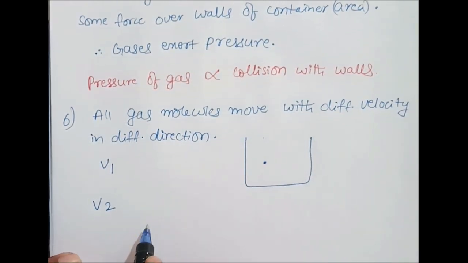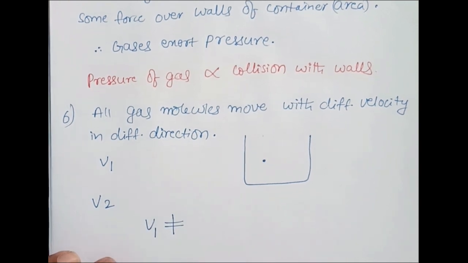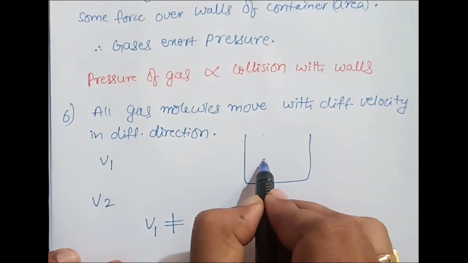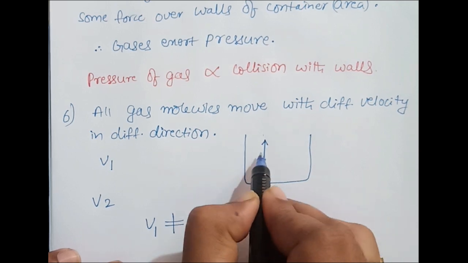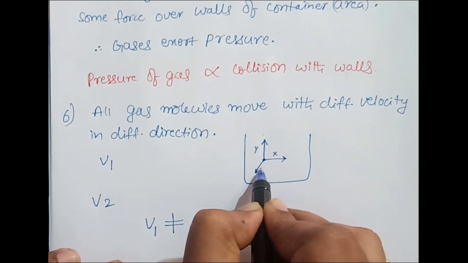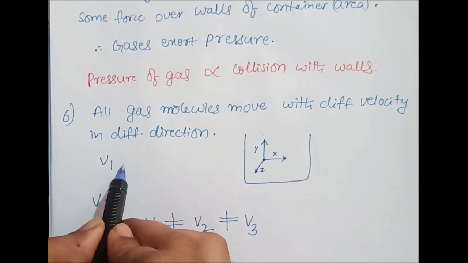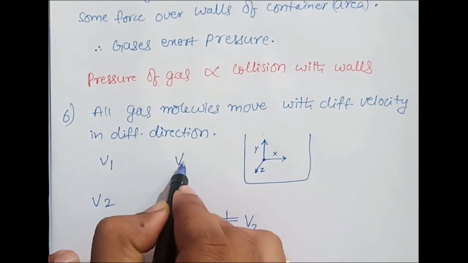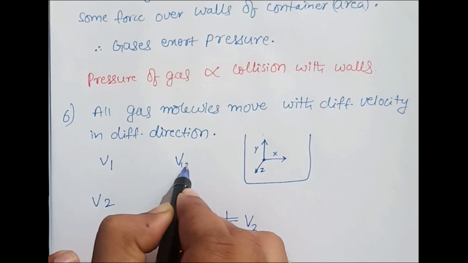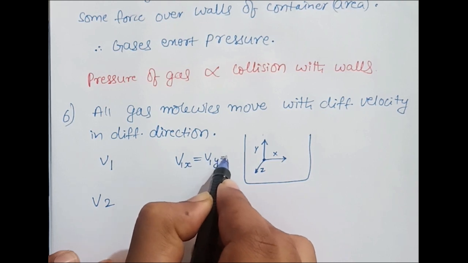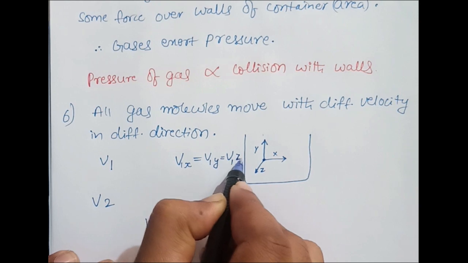All gas molecules move with a different velocity in different directions, which means the velocity of molecule number 1 is not equal to the velocity of molecule number 2, not equal to the velocity of molecule number 3. However, they move in different directions. Suppose you take a molecule, it moves in the X direction, Y direction and Z direction. The velocity in all directions will be the same. The velocity of the first molecule in the X direction is equal to the velocity of the same molecule in the Y direction, which is equal to its velocity in the Z direction.